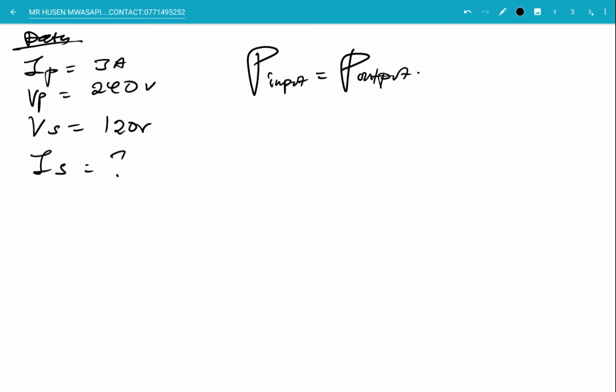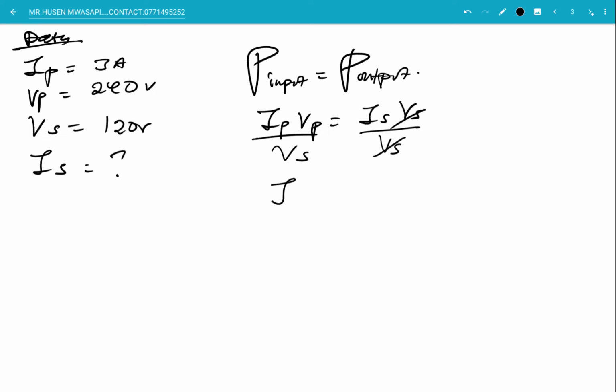So this means that the current in the primary times the voltage in the primary is equal to the current in the secondary times the voltage in the secondary. So we need to make the current in the secondary the subject of the formula. So that's divided by the voltage in the secondary this side, and the other side would be the same. So the current in the secondary is equal to the current in the primary times the voltage in the primary over the voltage in the secondary.